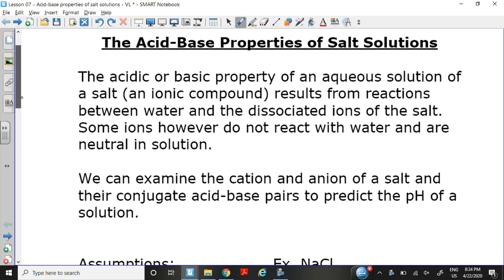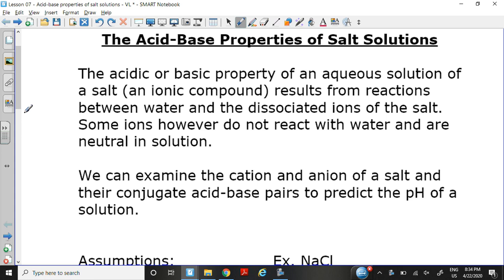Today we're going to learn how to figure out the pH of different ionic compounds. We call ionic compounds in chemistry salts. So what happens to different salts when we dissolve them in water? We've been talking lots about equilibrium in this unit, and this is a place where definitely equilibrium is involved.